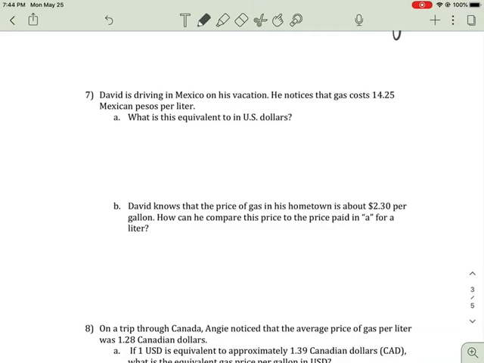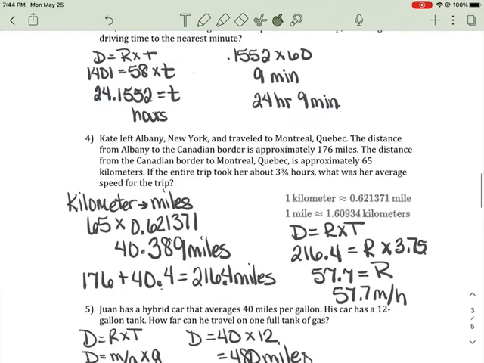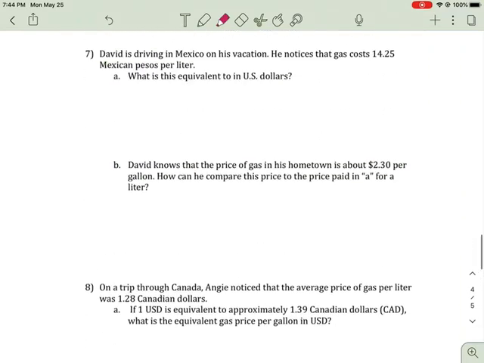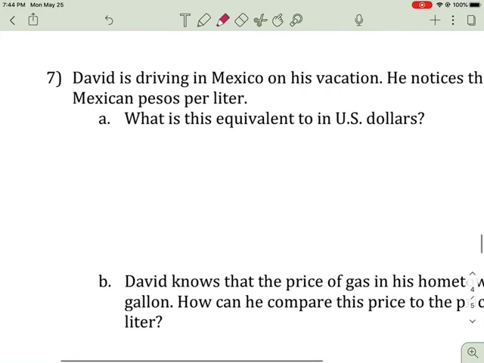So we have to figure out how we're going to do this. If you remember way back in the beginning, I gave you an example of an exchange. Here it is: $1 US is 18.66 Mexican pesos. So we're going to convert that. We're going to take that 14.25, which is in pesos, and we need to multiply or divide that.